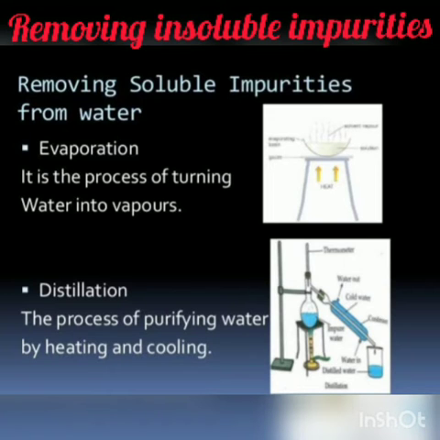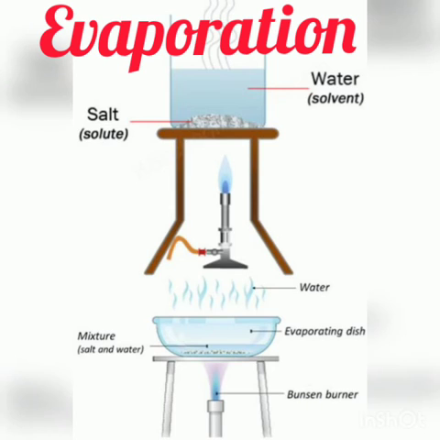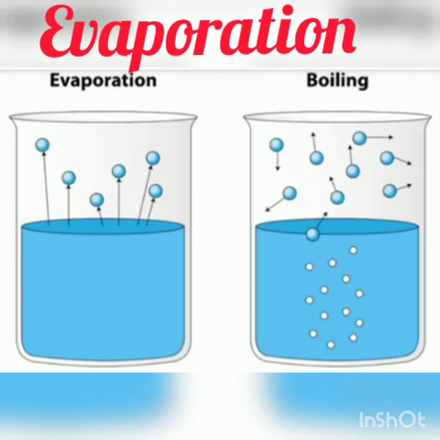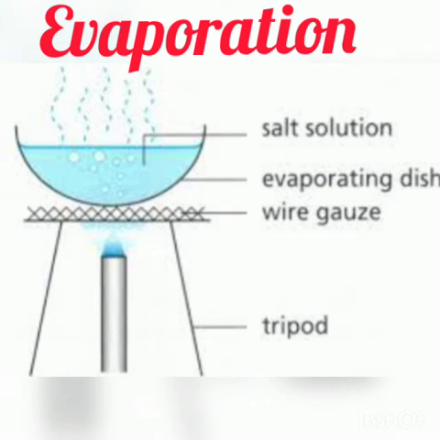Removing soluble impurities. Soluble impurities are separated by the methods of evaporation and distillation. Evaporation. It is the process of changing of water into water vapor. When water evaporates, it leaves all the dissolved impurities behind. This method can be used to get back the solid substances dissolved in water.